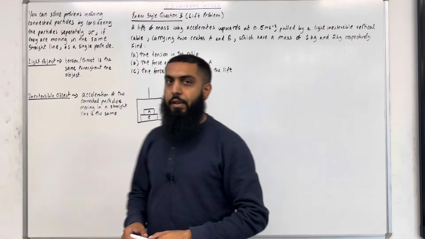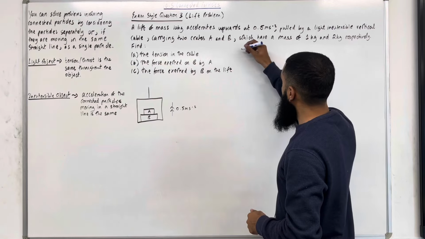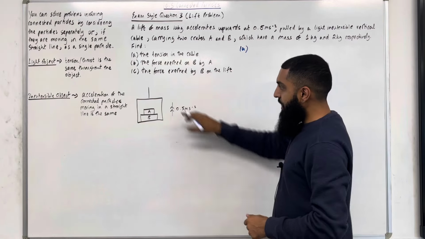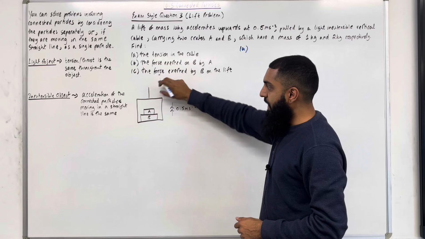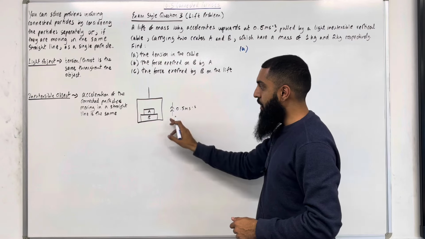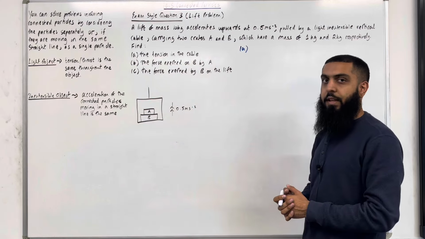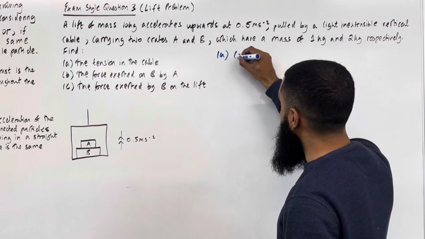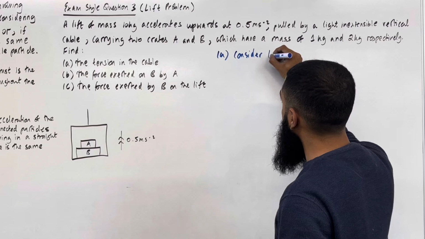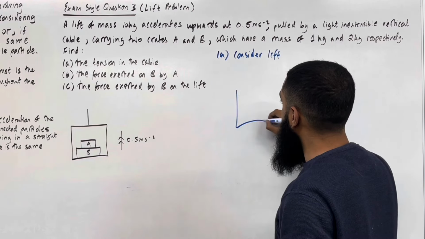Let's have a look at the solution to part A. The tension in the cable acts vertically upwards. It is affected by the weight of the lift, the weight of crate A, and the weight of crate B. In part A, we are going to consider the lift. So part A, consider lift. So here is the lift.